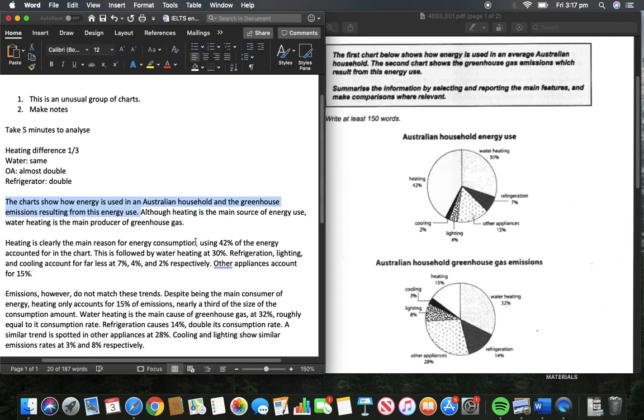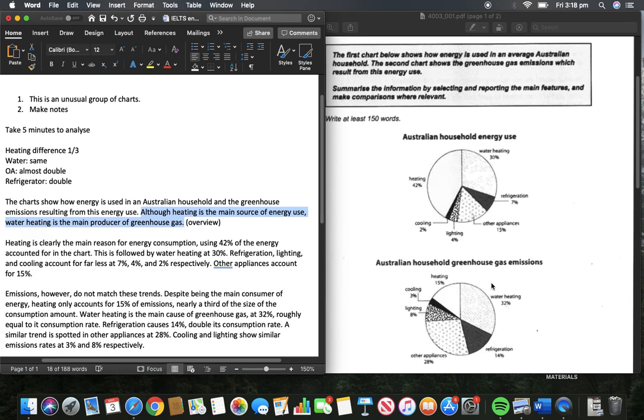Insider secret. All right. Then, typically they ask for an overview, something that kind of tells you overall what happened. Here's what I've done. Now, actually, there's 2 ways you might do this. You might say, heating is the biggest use of energy, and water heating is the biggest greenhouse gas emitter, and that would be fine. I've gone a little bit more careful here, or a bit more detailed. Although heating is the main source of energy use, water heating is the main producer of greenhouse gas. So I've kind of put these 2 points together.